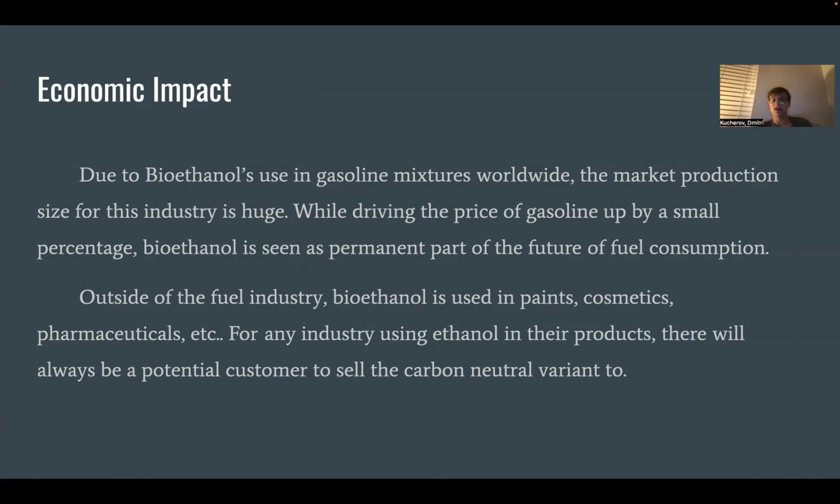Outside of the fuel industry, bioethanol is used in paints, cosmetics, pharmaceuticals, etc. Anything that uses ethanol can use a bioethanol that is carbon neutral. For any industry using ethanol, there will also be potential customers to sell the carbon neutral variant to. So it's a good replacement.